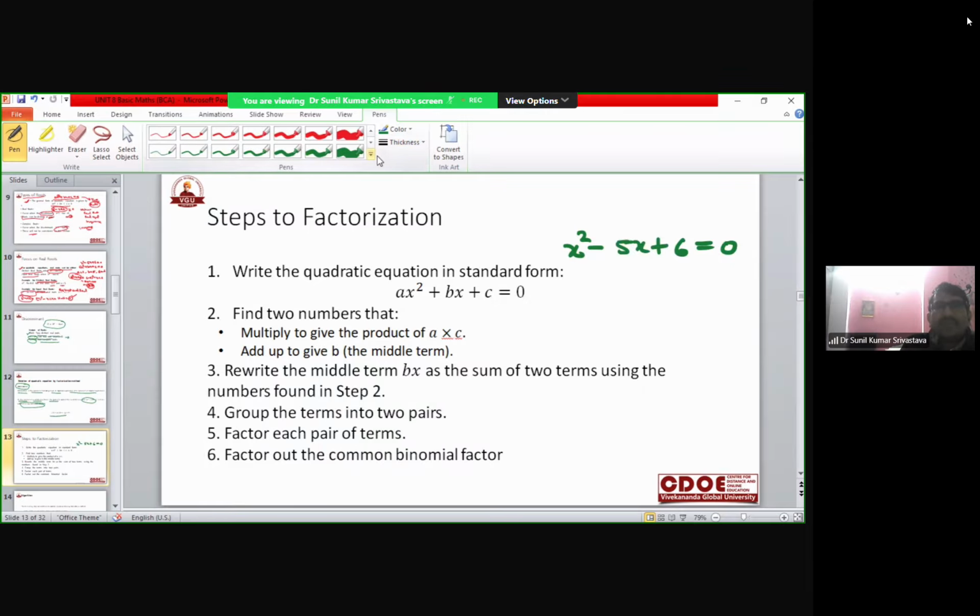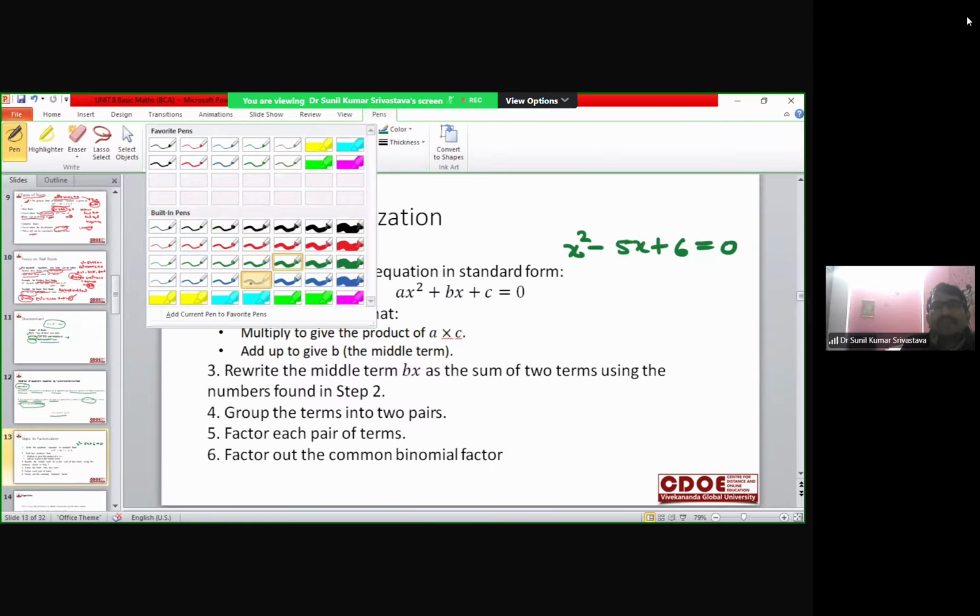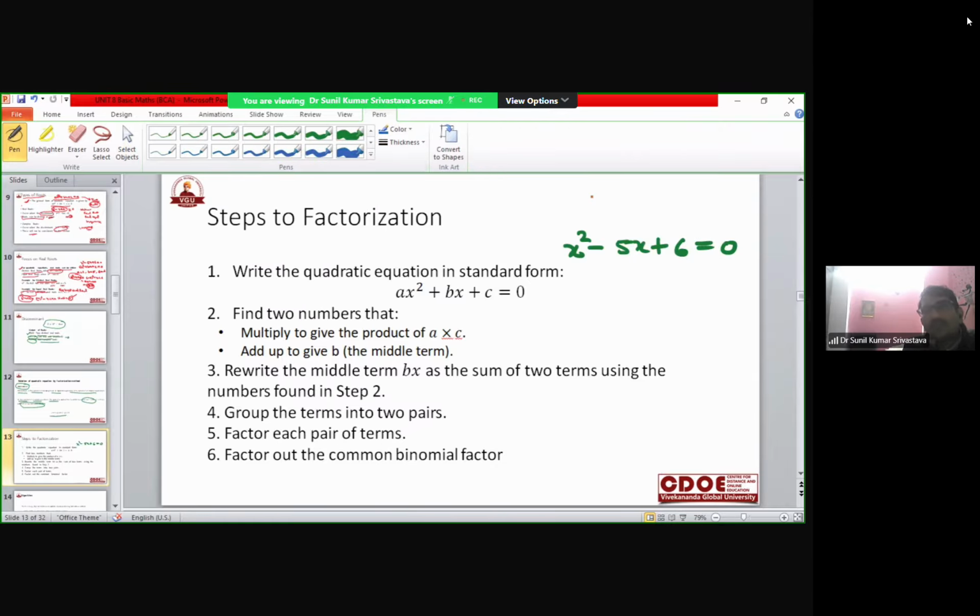And we are going to find the factorization. We are going to learn how to factorize this. First of all, we compare with the standard form, which is ax square plus bx plus c is equal to 0. So what do I have to do first? You need to know the coefficient a, and know the constant term.